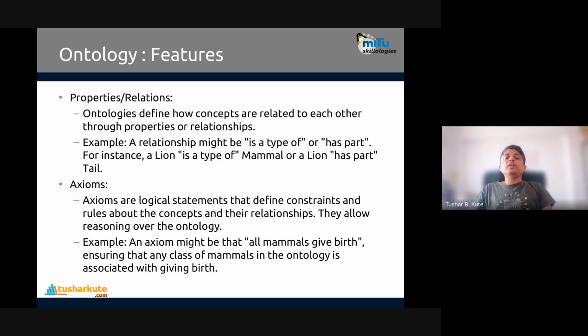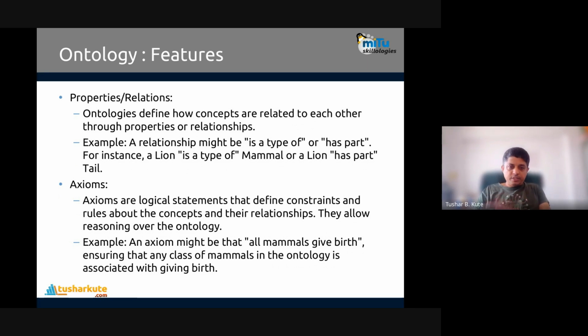This ontology defines how concepts are related to each other through relationships. The relationship can be "is a type of" or "has a part of". For example, a lion is a type of mammal, or a lion has a tail. These relationships are maintained in the ontology. And axioms. Axioms are logical statements which define a constraint or rule about the concept or relationship.